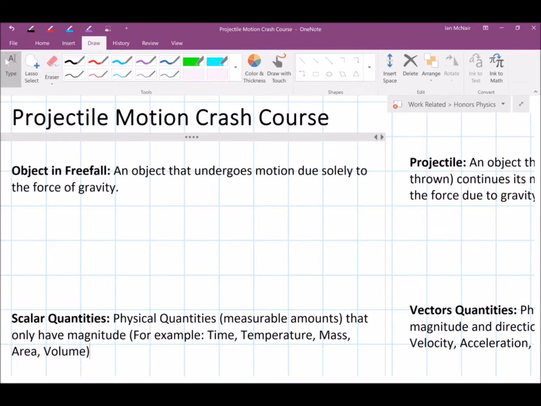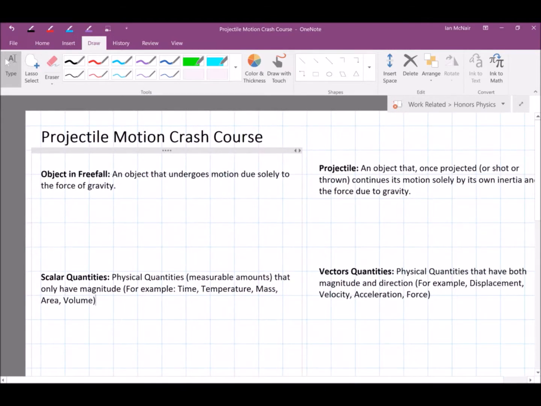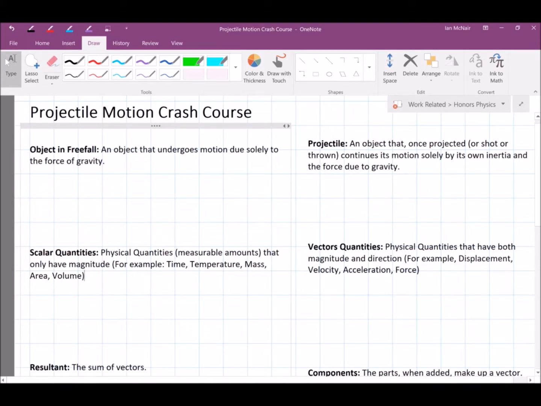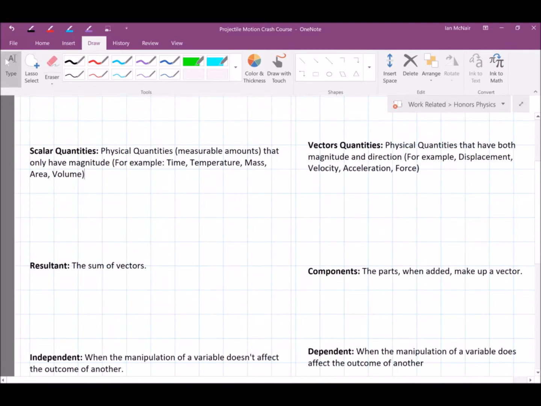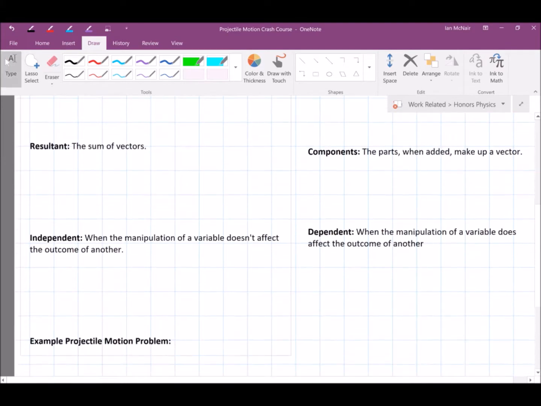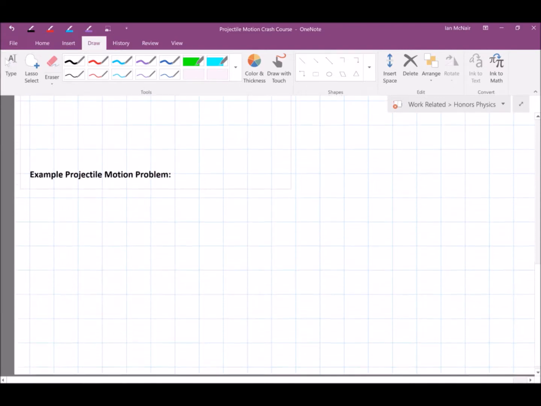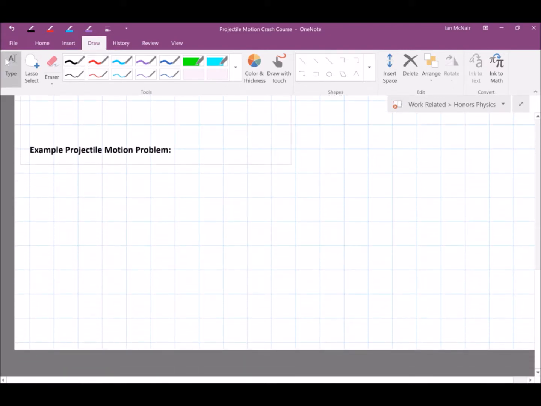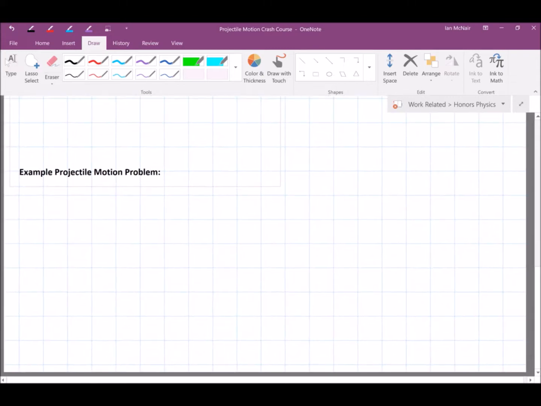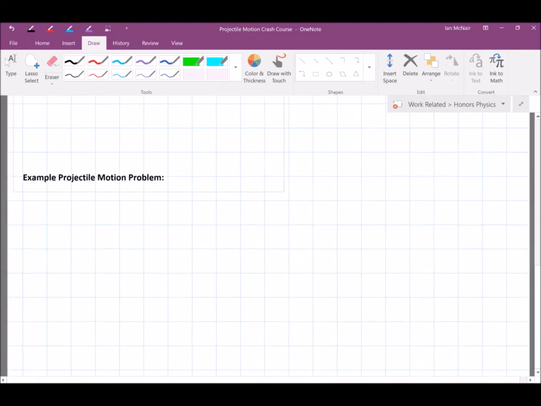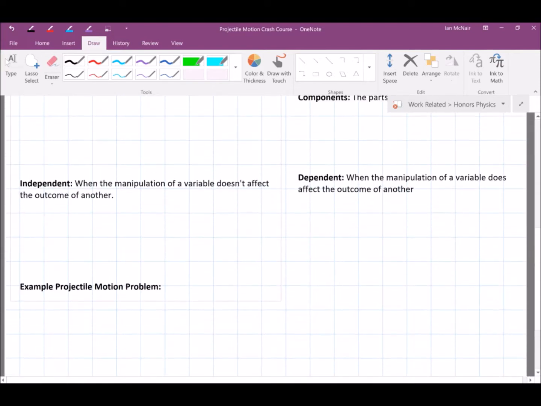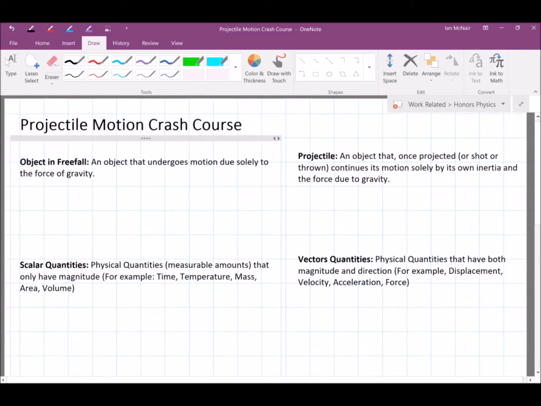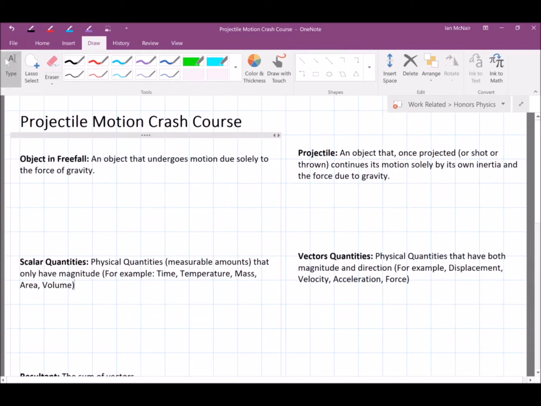And so what we're going to do is cover a few different topics. So this is object in free fall, projectile, scalar quantities, vector quantities, resultant, components, independent, dependent, and then an example projectile motion problem. This example is going to be the one that I expect you to know how to do later on. There might be another one that I make you do, but there's going to be an equation for that, so you won't really need to worry about that. But without further ado, let's jump into it.